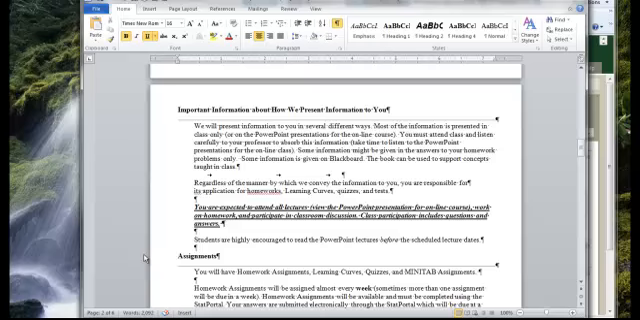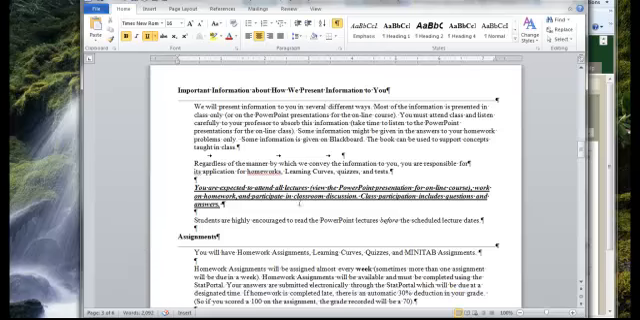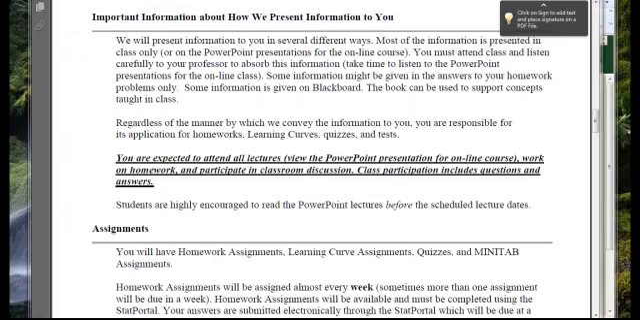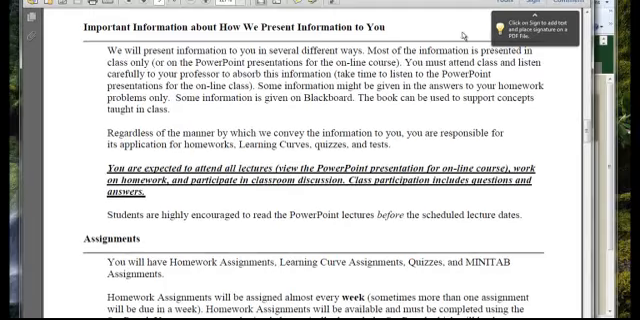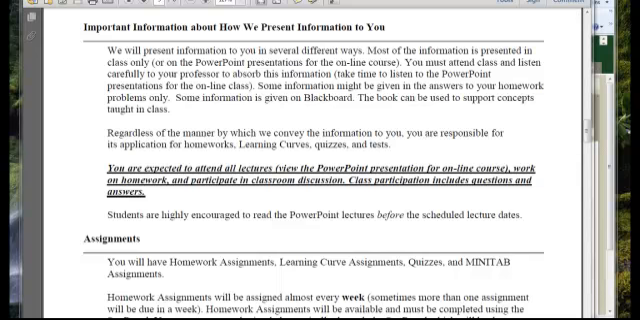Information about how we present information to you. Now, how do we present information to you? Well, it comes in many different ways. First, I have these PowerPoints, the PowerPoints that I'll put up. You'll have the audio PowerPoints. Then what can happen is you look at your homework in the learning curve. That's another place where you can learn and get more information. And then your quizzes help you to make sure that you have learned it and solidify these concepts. Minitabs will also help you to learn.